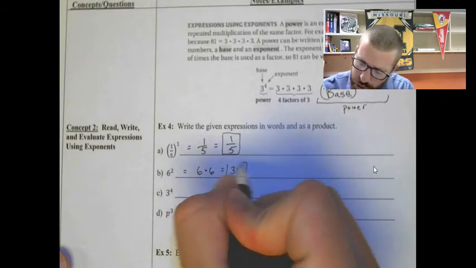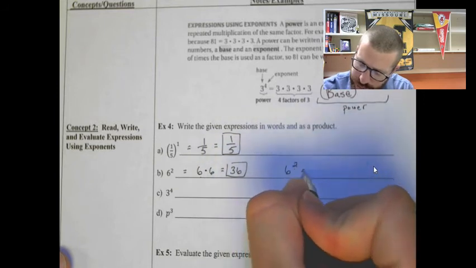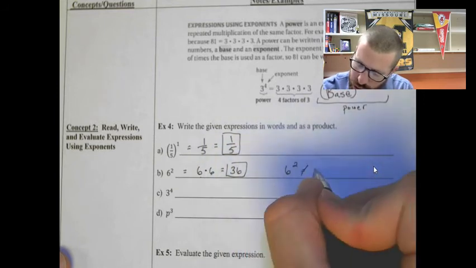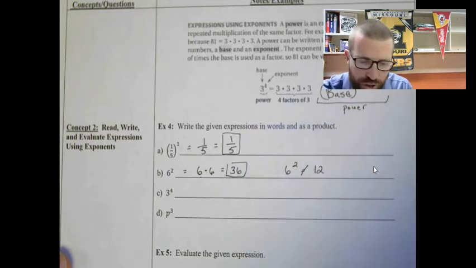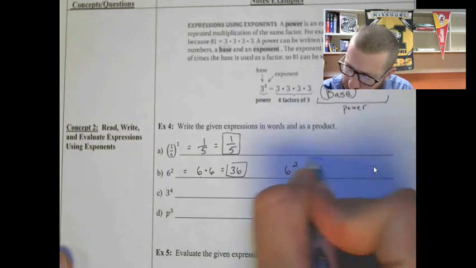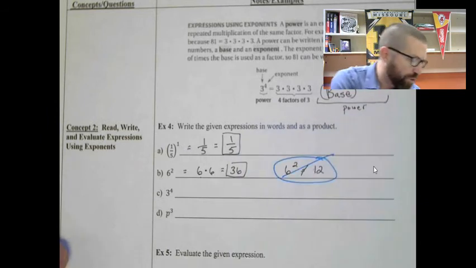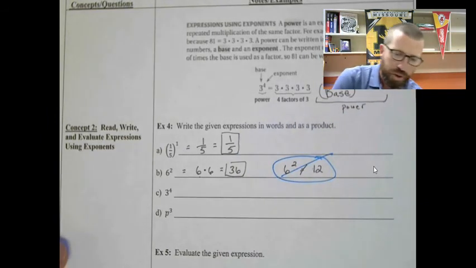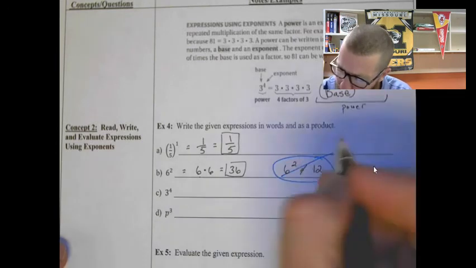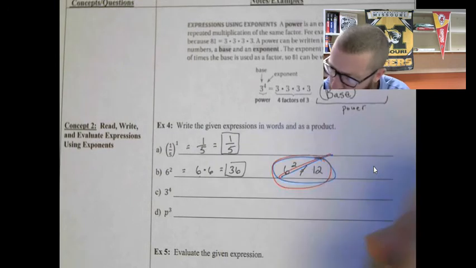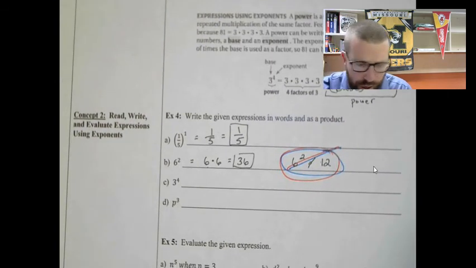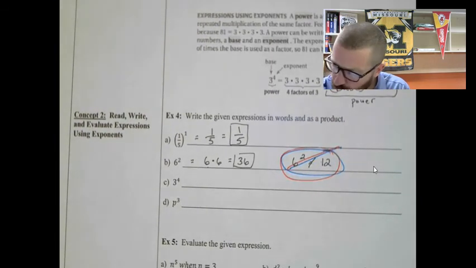One of the most common mistakes is this, and this is not true. 6 squared is not 12. It's not 6 times 2. So watch out for that. Make sure you don't do that. Let's put some KU colors on there so we know it's a bad thing to do. Do not do 6 times 2 there. And then continue on with the next few.